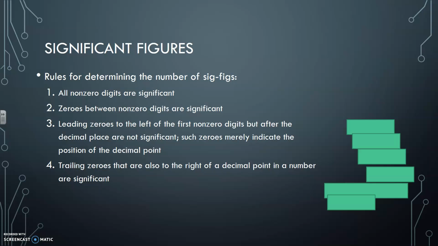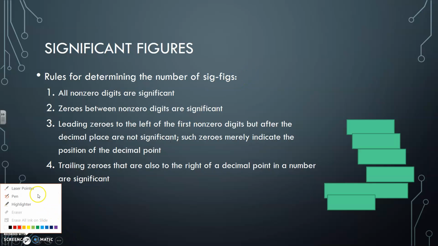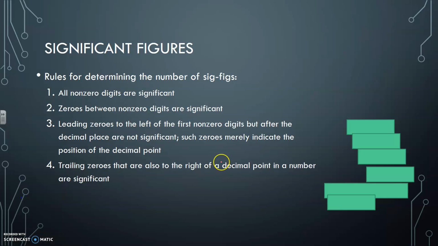So basically, if you have a decimal point, you are going to start on this side of the number, and then go to where you see the first non-zero number, and then you're going to count everything after that. So this would have 5 significant figures.